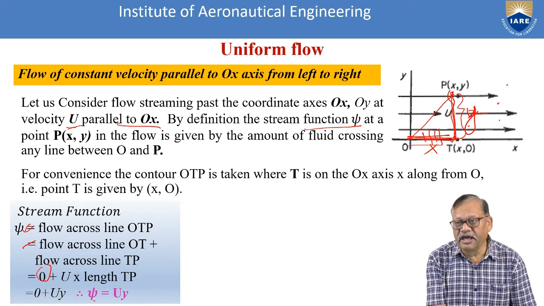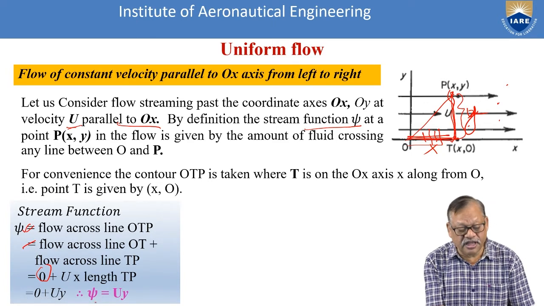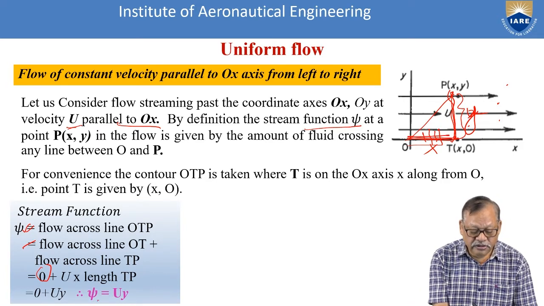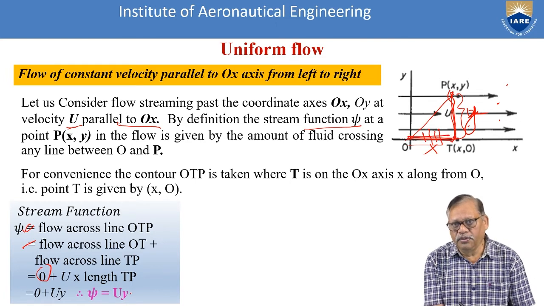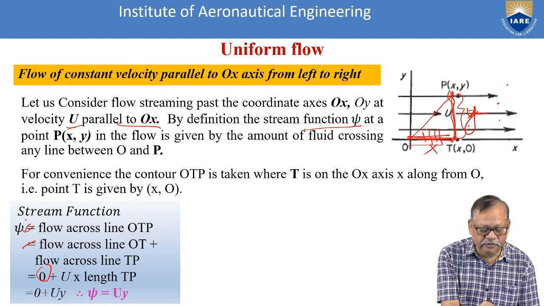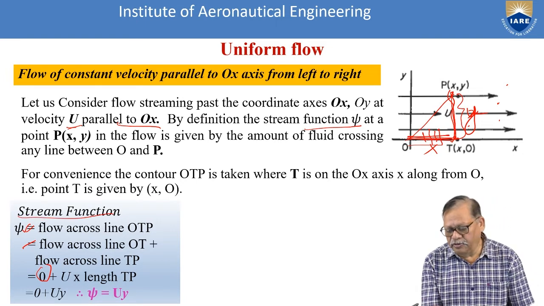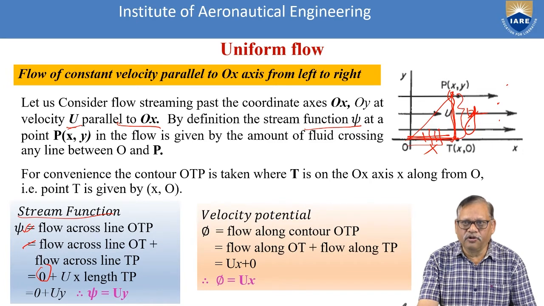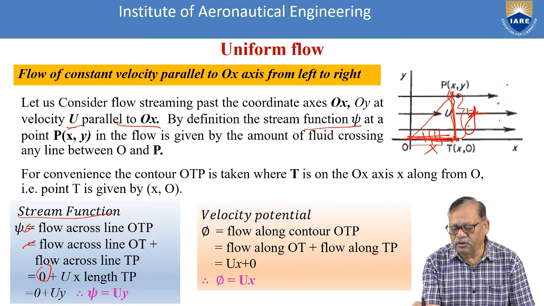So the psi value, in a uniform flow parallel to the x-axis, is psi equal to Uy. That is it for the stream function. What about the velocity potential? Let us consider the velocity potential. We know it is the flow along the contour OTP.